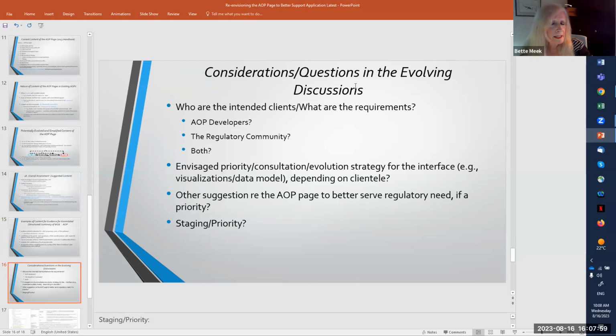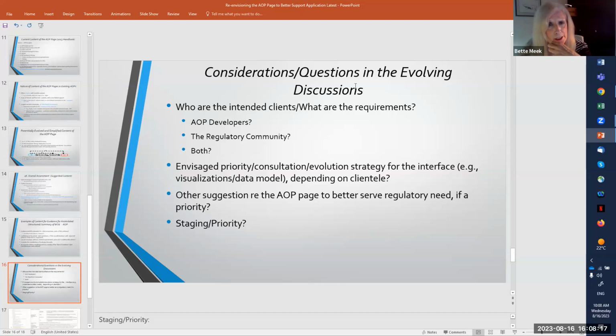And I think I raised some of these because of a discussion I am familiar with earlier, in some of the discussions for evolution of Wiki 3. Who are the intended clients? What are the requirements? Because you kind of need to design the system for that purpose.